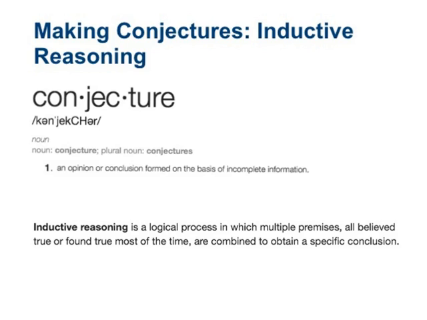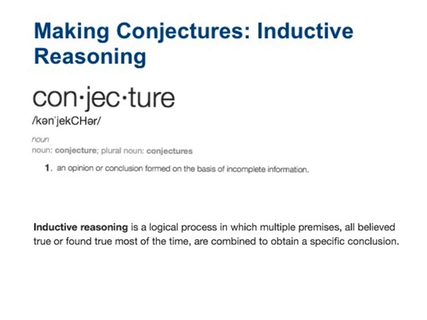In this lesson, we'll be making conjectures using inductive reasoning. Let's define conjecture. A conjecture is an opinion or conclusion formed on the basis of incomplete information. We'll be forming conjectures based on inductive reasoning, which is a logical process in which multiple premises, all believed true or found true most of the time, are combined to obtain a specific conclusion.